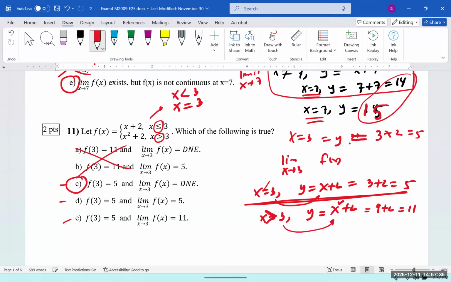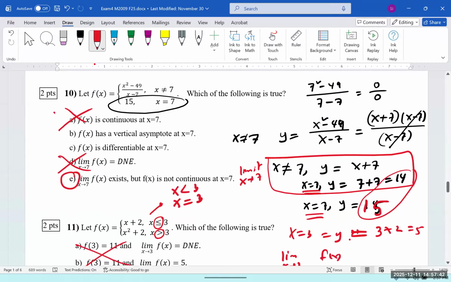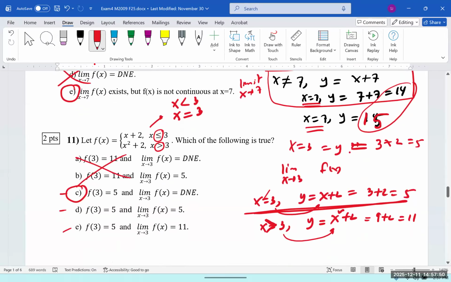So for a limit, look at both sides for a piecewise function. Here, we didn't have to look at both sides because we modified the function. When you modify, that's your limit when you resubstitute. But here, look at this.